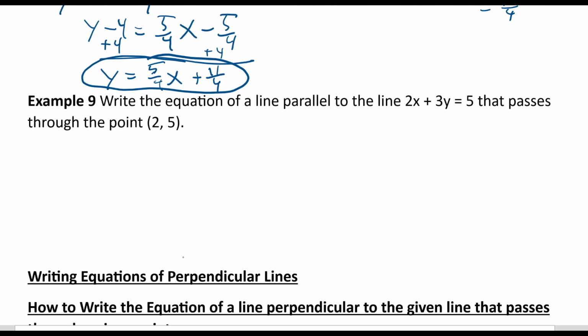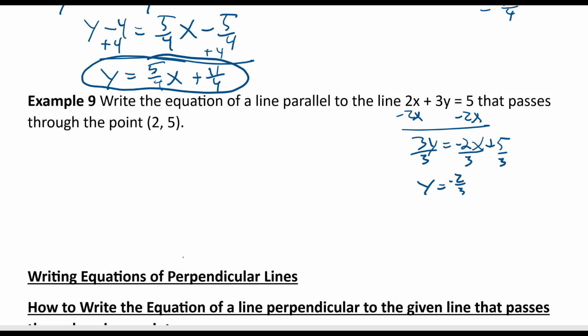Again, I think it's easiest to find the slope-intercept form. If I subtract 2x from both sides, 3y equals -2x plus 5. Divide by 3, y equals negative 2/3 x plus 5/3. So negative 2/3 is our slope.